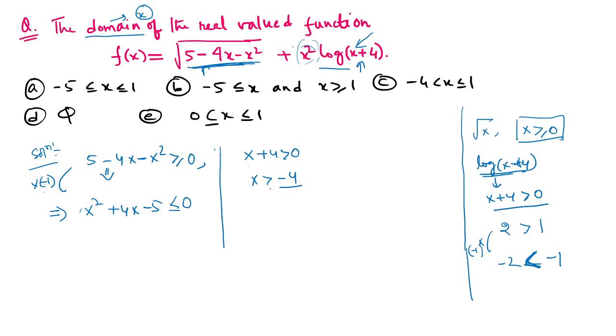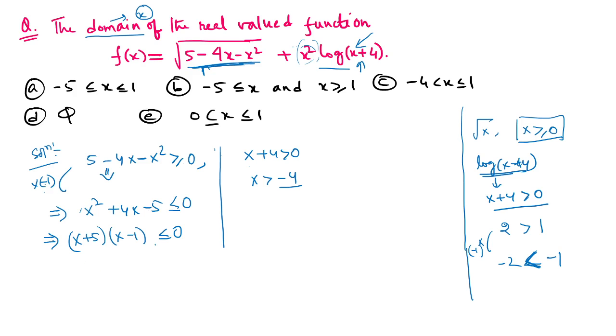For this part, the product will be 5 and the subtraction will be 4, so what are the roots? The roots will be 5 and 1. So x plus 5 into x minus 1 is less than or equal to 0.